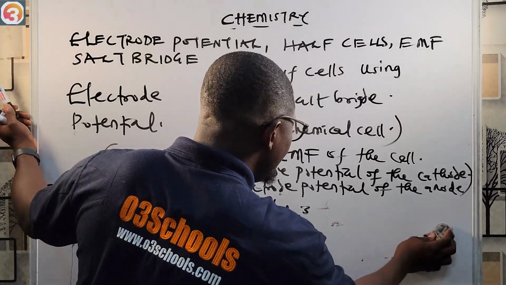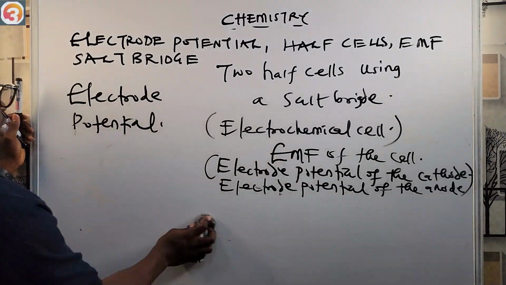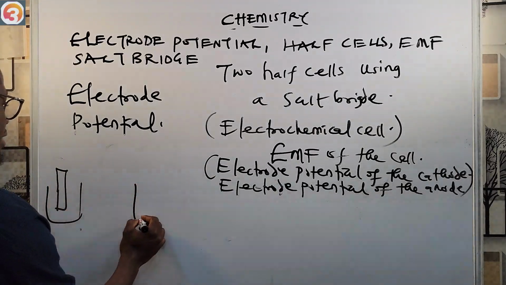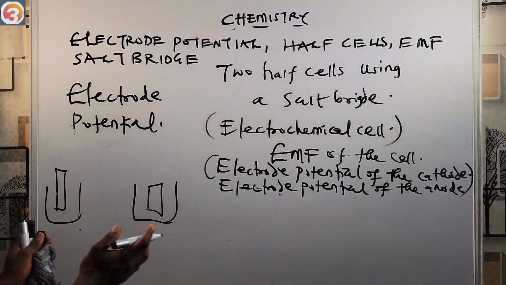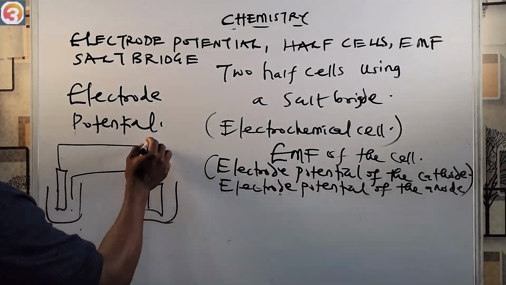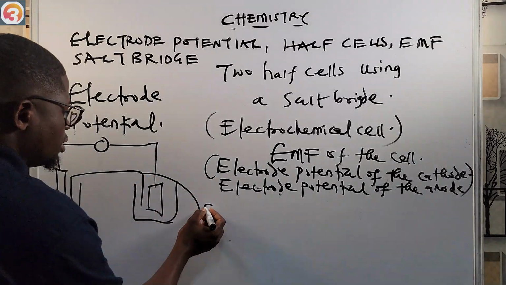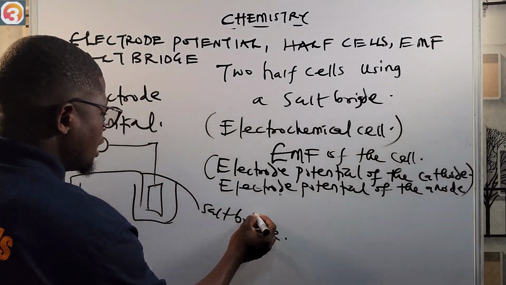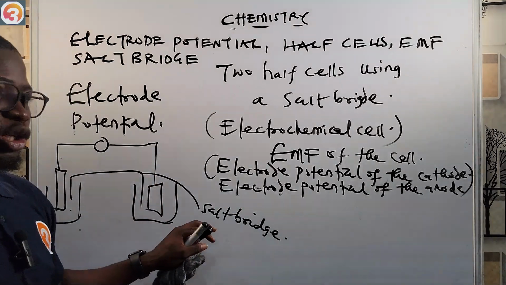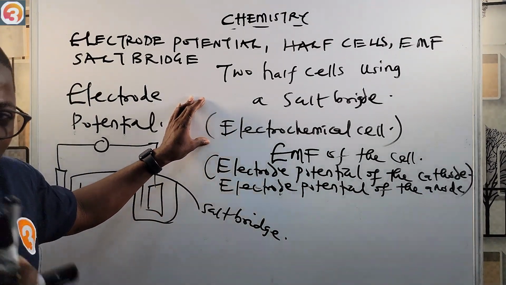Like I said, if two half cells are joined together using a salt bridge, let's say we have two half cells, this is one cell here with a rod, then we have another half cell like this. If you connect a salt bridge from here to here, and then of course here we connect a voltmeter. This is the salt bridge, where these ones are the two half cells. If two half cells are joined together using a salt bridge, we call that an electrochemical cell.